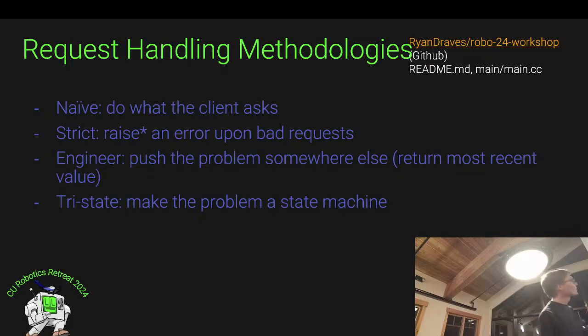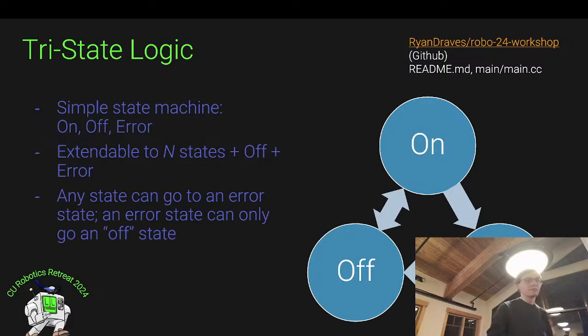And then the last one that I'll talk about here is the tri-state. And that's to take this problem, the request might be bad because it was sent too fast or something else like that, and we turn it into a state machine. To tri-state the problem, as it's typically called here, a simple state machine might be that a system is either on, off, or in an error state. And this is extendable beyond just a simple tri-state. You might not have an off state at all. You just have n number of states plus an error state. That's fine as well. But the key detail here is that any state can go to an error state, but an error state can only go to whatever the default off state is.